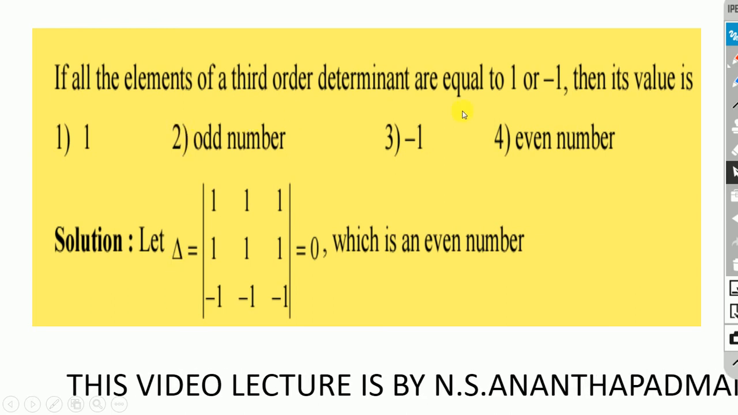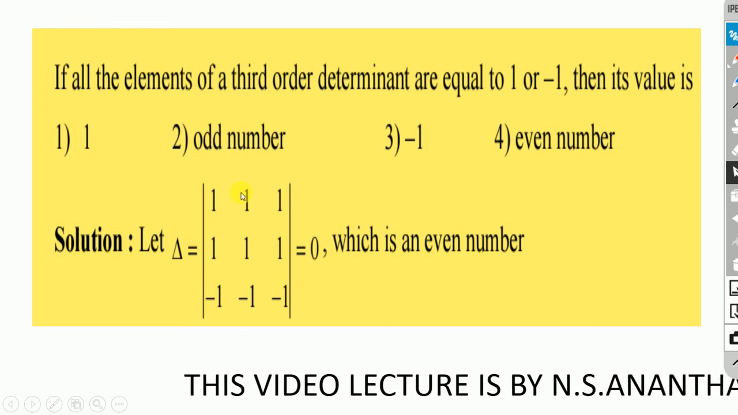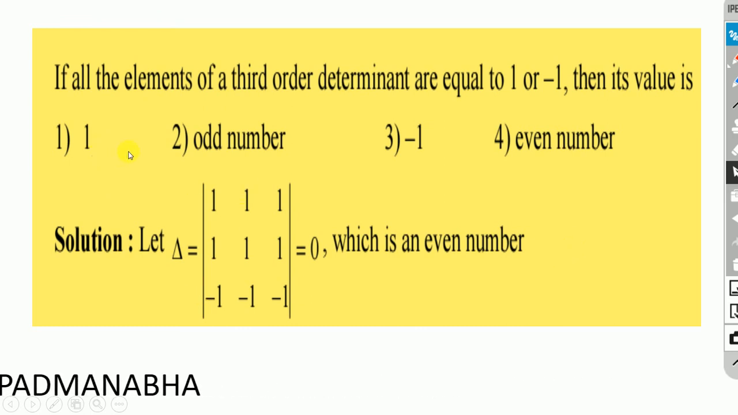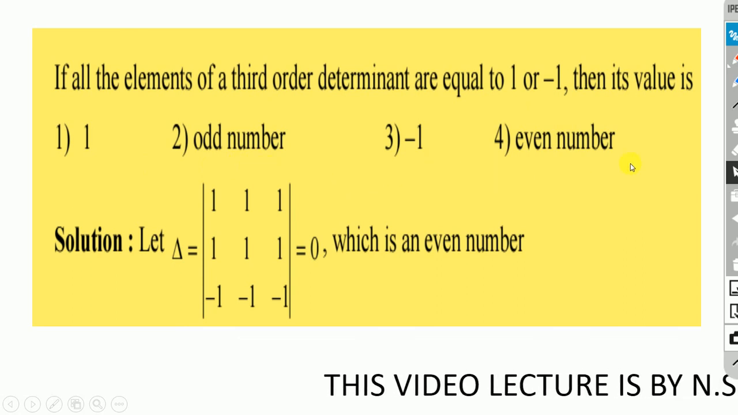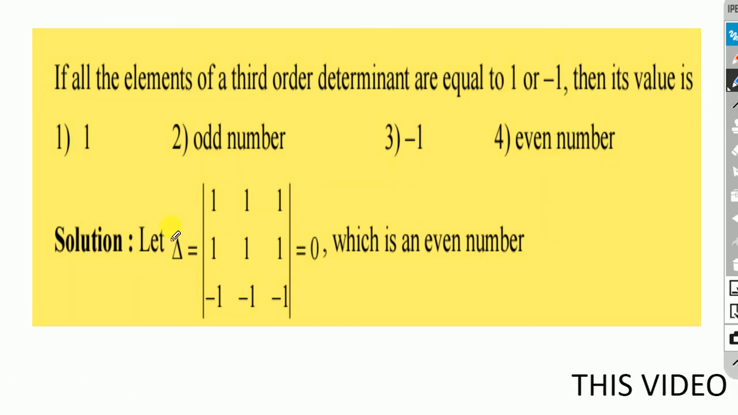If the elements of a third order determinant are equal to 1 or minus 1, then its value is: option 1 is 1, option 2 is odd number, option 3 is minus 1, option 4 is even number. So when you expand this determinant, I am considering a determinant as 1 1 1, 1 1 1, 1 minus 1 minus 1. It is given that all the elements are equal to 1 or minus 1, so you have the choice to choose the values of the determinant. When you expand you will get 0.